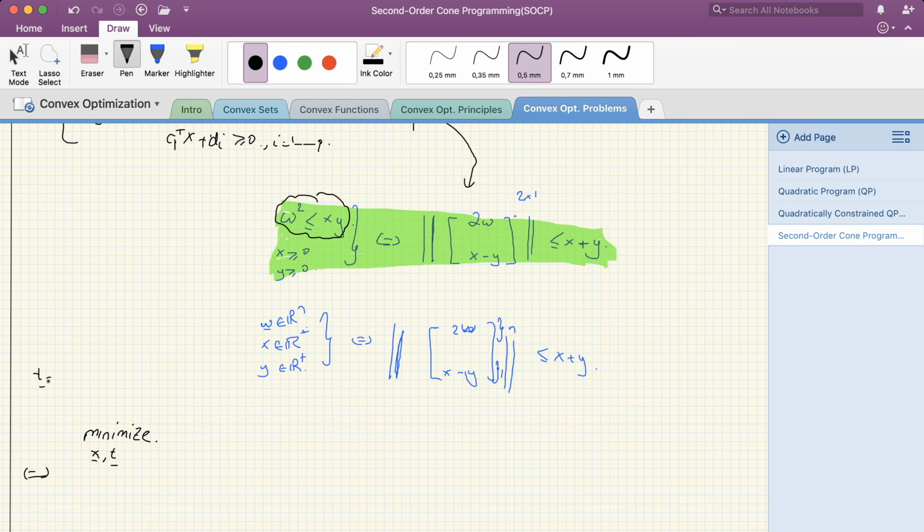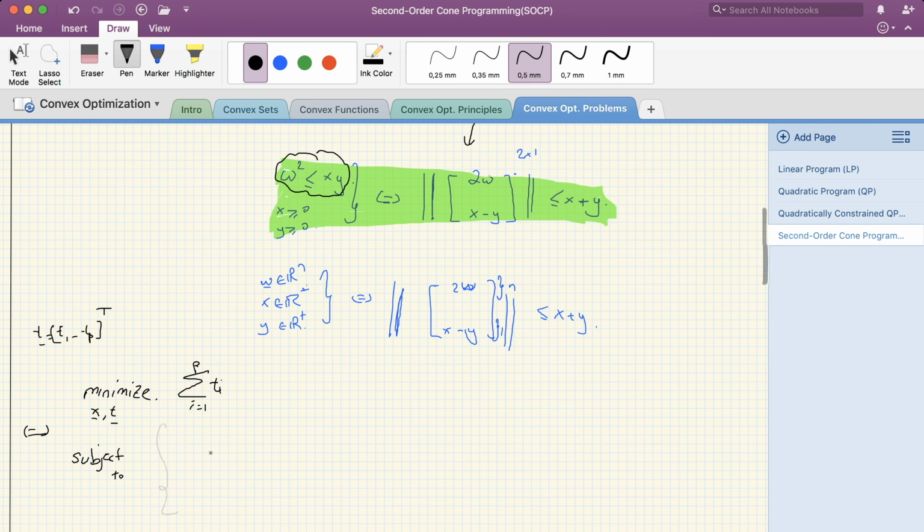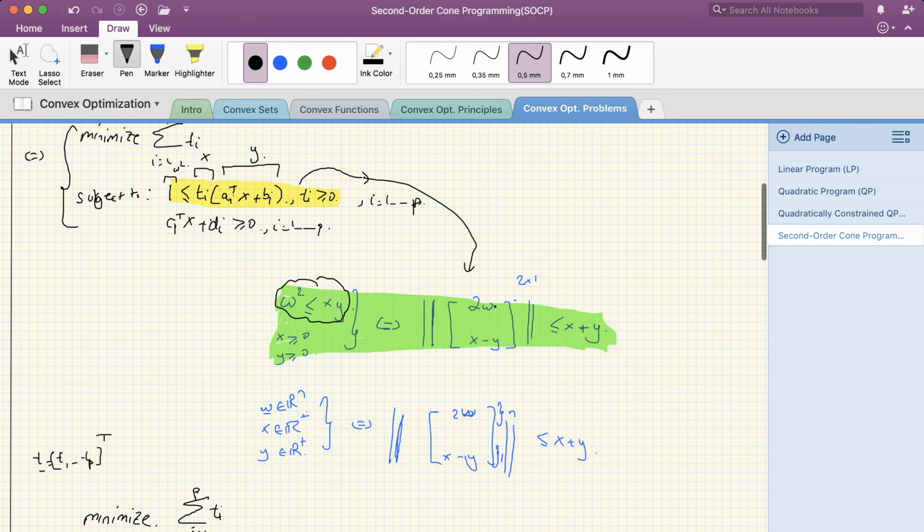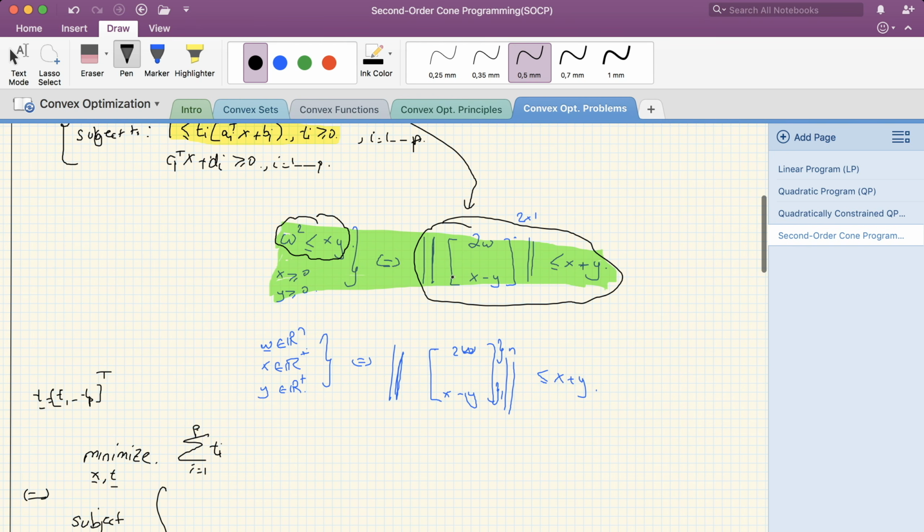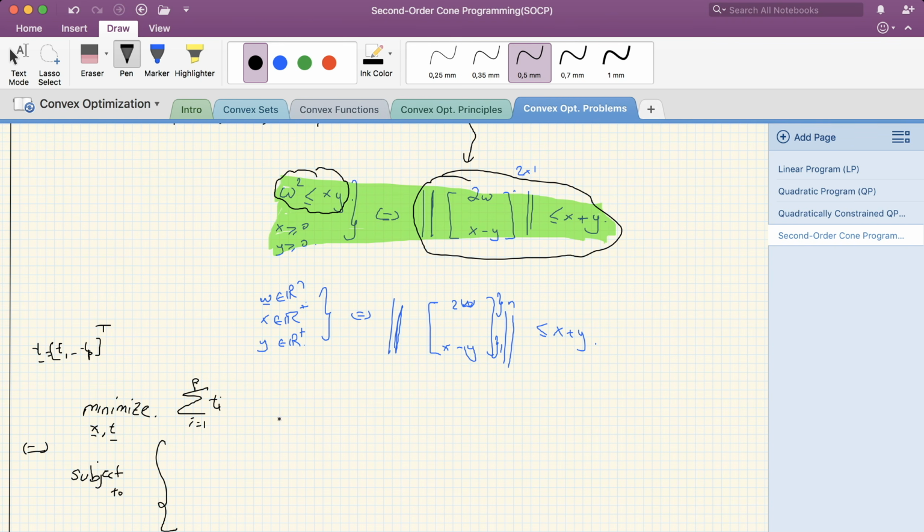where t is t1 down to tp, the sum of Ti's subject to, as we said, I'm going to copy W squared is 1, or W is 1, X is Ti, and Y is AI transpose X plus BI over here. I'm going to plug those values over here, and then I'm going to copy it as a constraint.